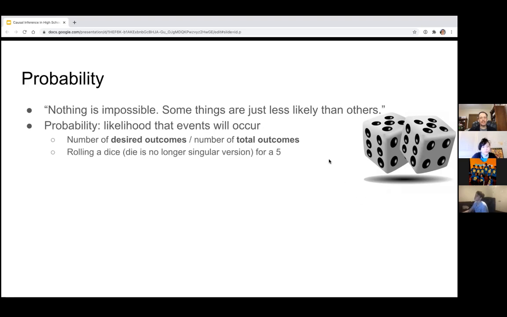If you're rolling a die, I read that the word die no longer refers to a single one, or it's one of a pair of dice. You actually say dice for even just one of them. So I'll state that here as such. So if we roll a dice for a 5, that's just one of them. What is the probability? Anybody want to say that or type that?